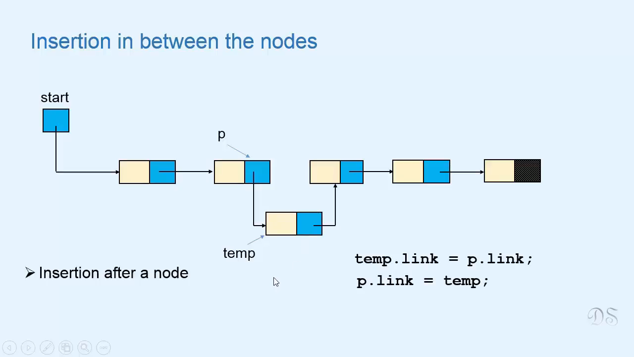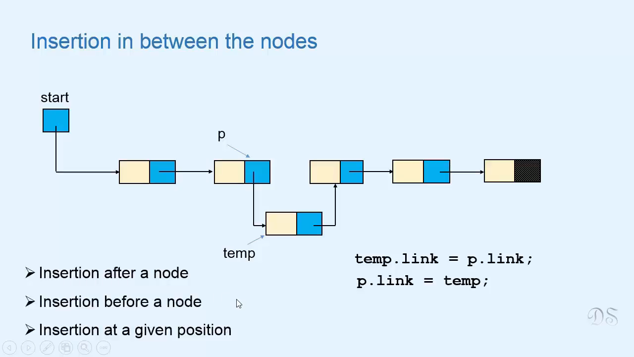Now we'll see how we can insert a new node after a given node, how we can insert a new node before a given node, and how we can insert a new node at a given position. These two statements of insertion will be the same in all three cases. The only difference will be in how we find this reference P.